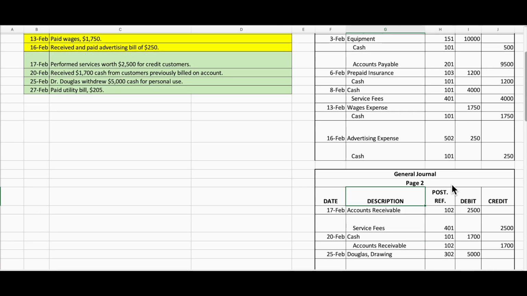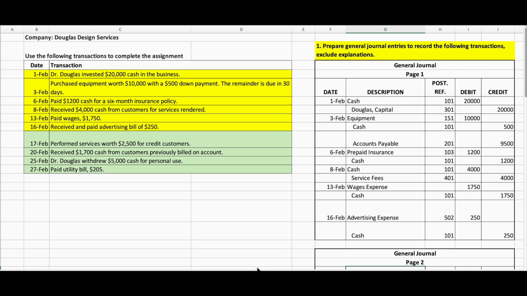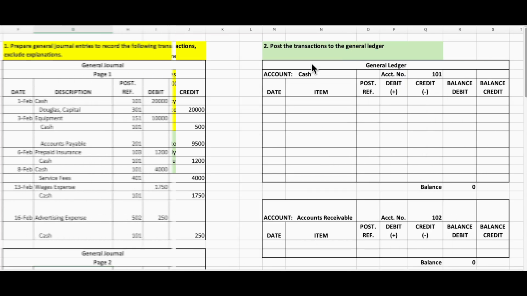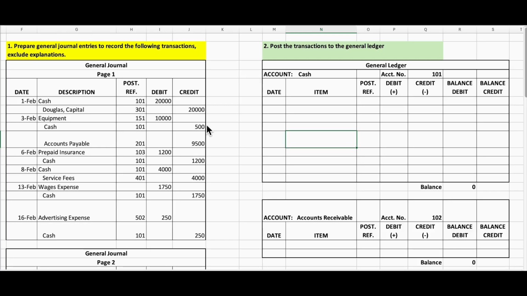Okay, so now I have all the post references in. That takes care of part 1. Let's move on to the second part of the assignment, which is post the transactions to the general ledger. So all you're going to do in this is move your general journal entries over to the general ledger.